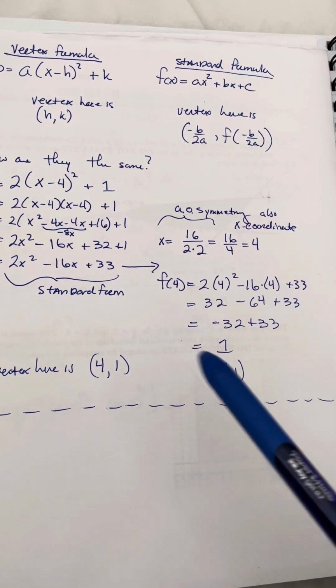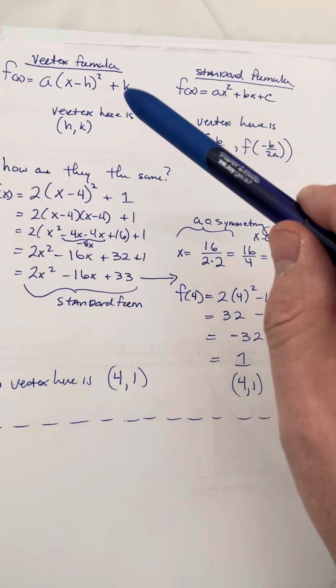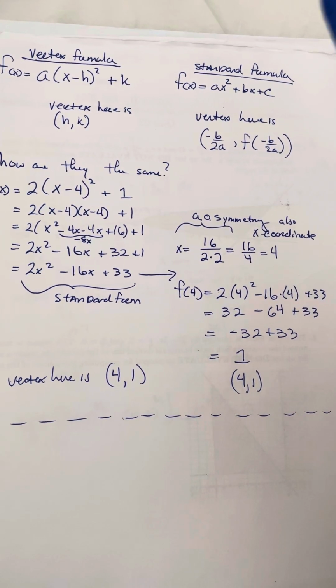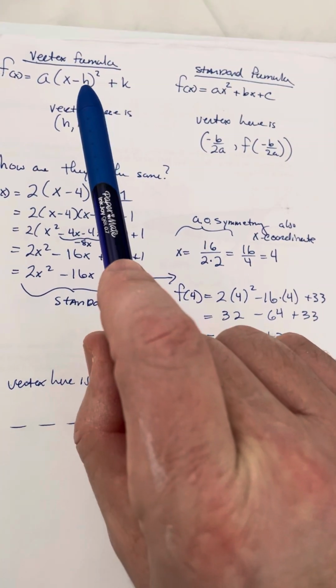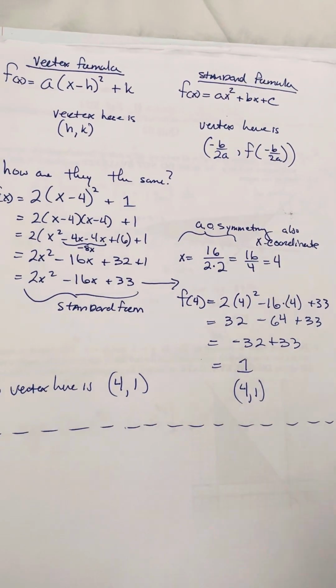Well, I have the same vertex as what I had over here. So the vertex form of a parabola, you can pull the vertex out just right away. All right, I hope that helps.